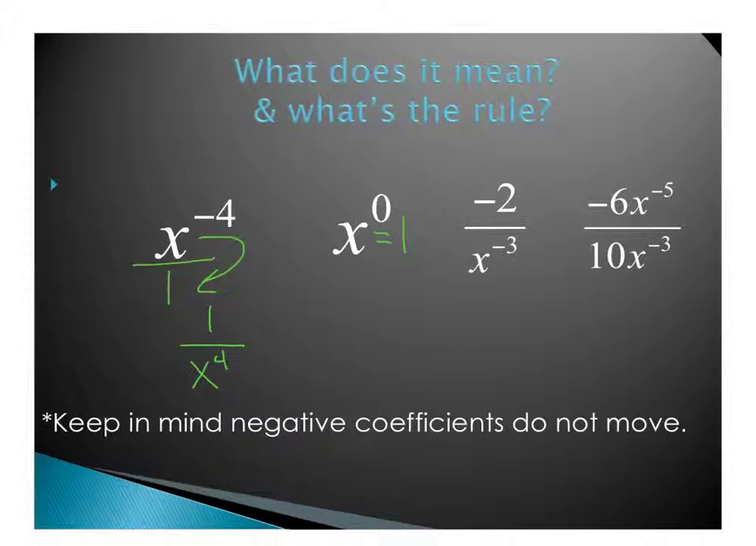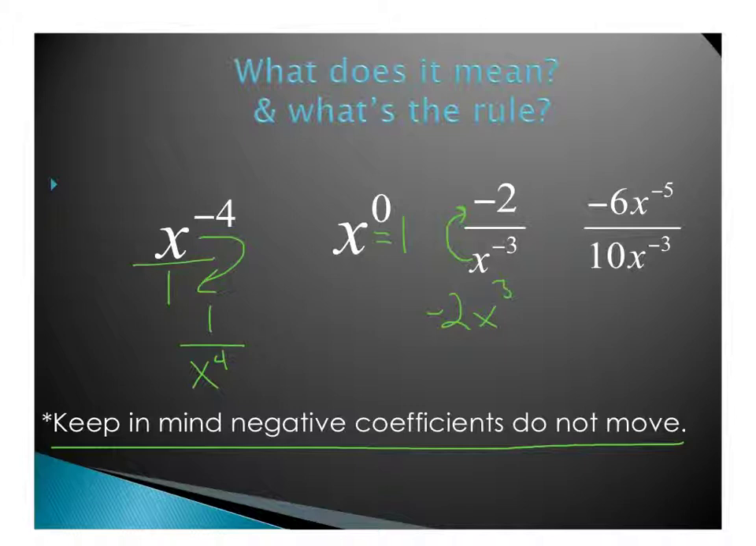Next thing, negative 2 over x to the negative 3. Well, I can move my x to the negative 3 up to the numerator and get negative 2 x to the third. Now, why didn't I move the negative 2? Negative 2 is not an exponent. It's a coefficient. So look down here. Keep in mind, negative coefficients do not move. Super, super important. Make sure you remember that.